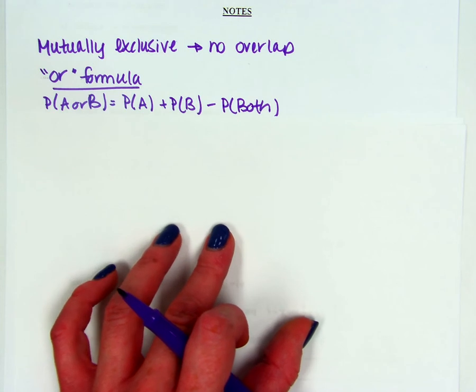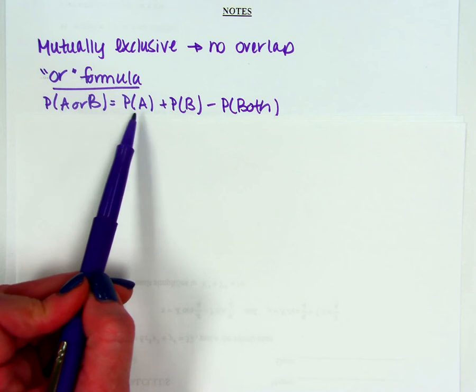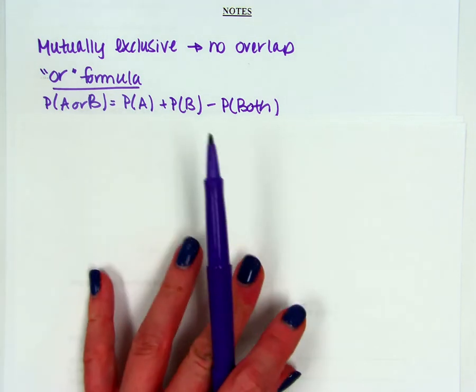So write out this example here. It's the probability of A or B. So you will write out the probability of A plus the probability of B minus the probability of both.